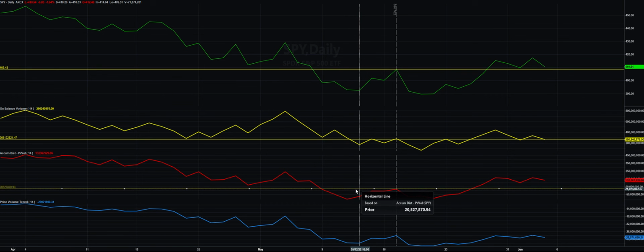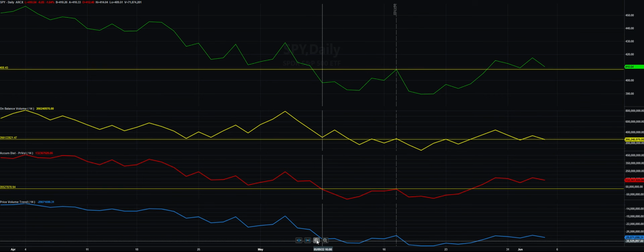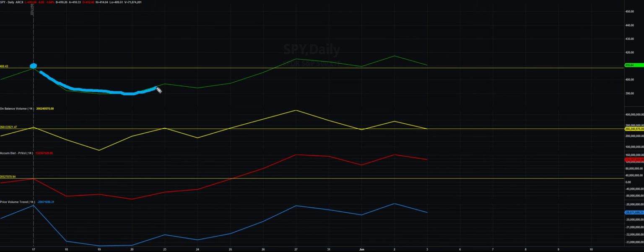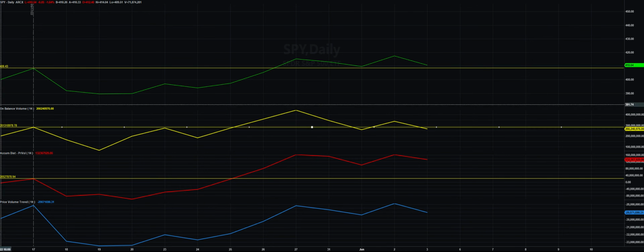All right, so now let's zoom in on this a little bit so we can see it. So here is the high. This is our line chart of closing prices. This green line is our line of closing prices. Here's the prior high on the SPY. We're coming back to test it. The problem is that on the on-balance volume, which is right here, our running total of volume, if you look at it, here's the prior high on the on-balance volume right here.